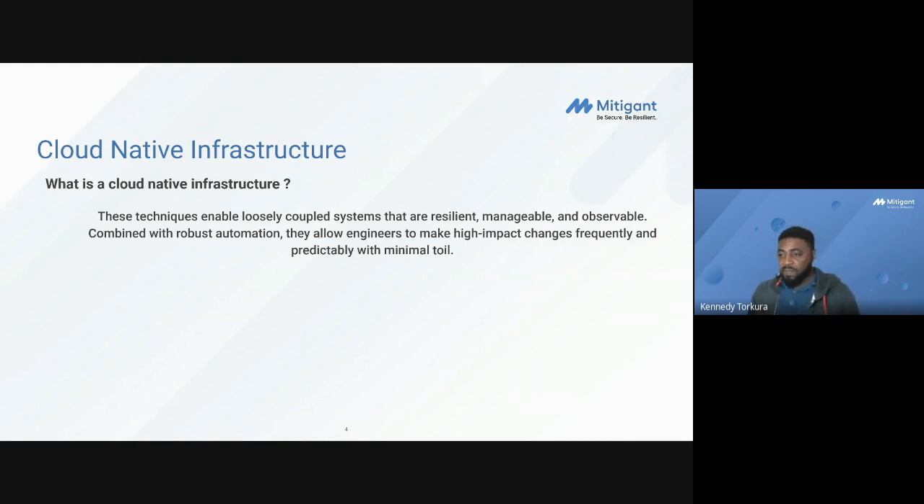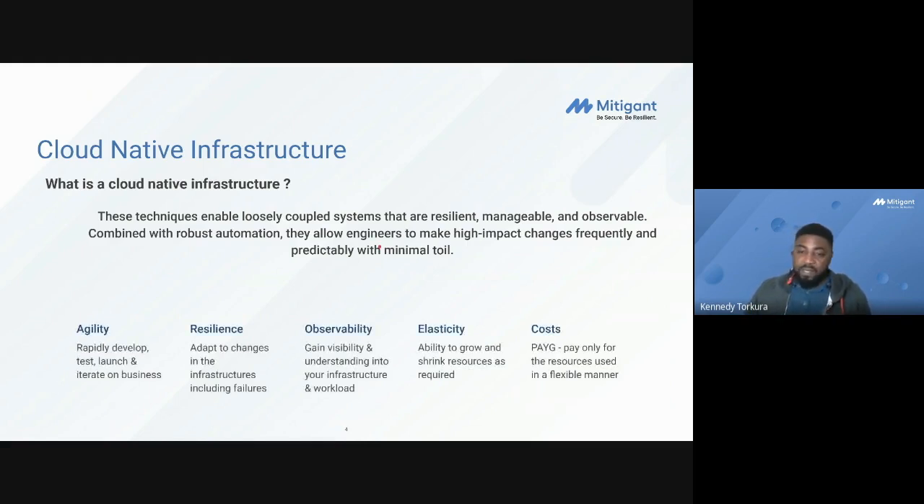The other part is: these techniques enable loosely coupled systems that are resilient, manageable, and observable. Combined with robust automation, they allow engineers to make high-impact changes frequently and predictably with minimal thought. Quite a mouthful, I know. But the point I want to make here is they're basically talking about the advantages, right? Why do people decide to go this path? Why do they decide to adopt cloud native infrastructure?